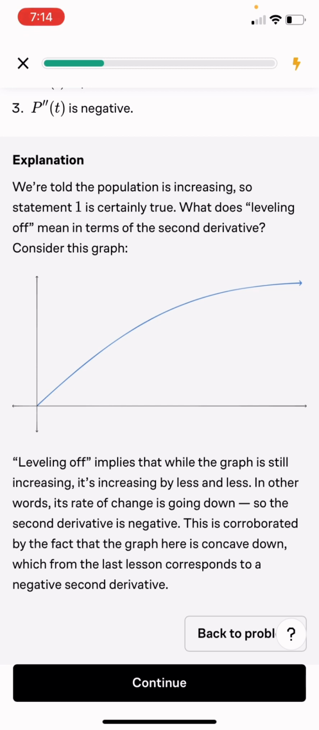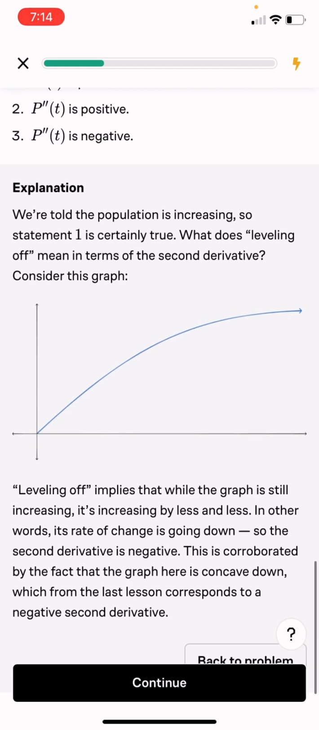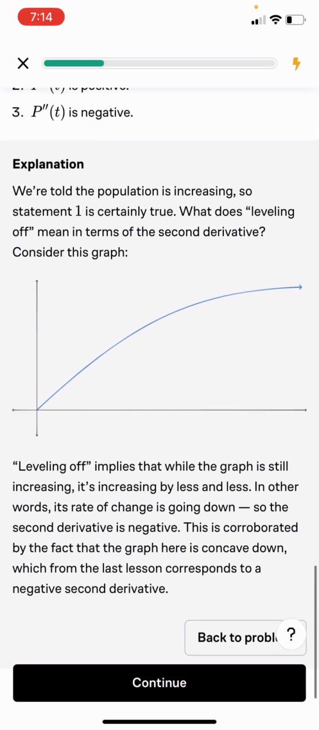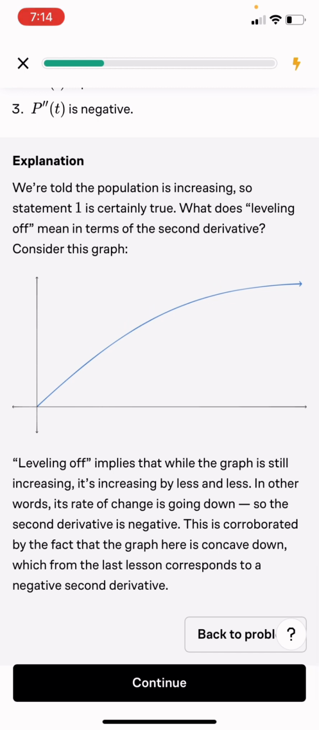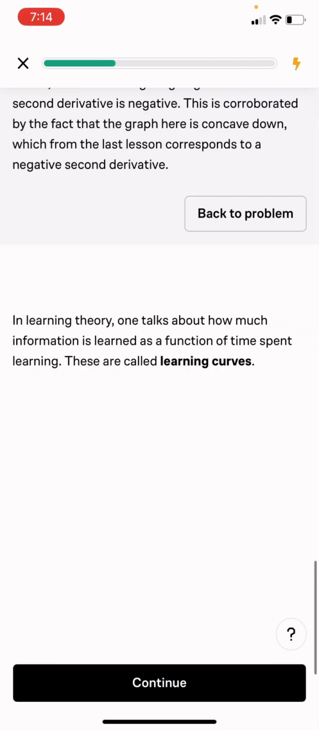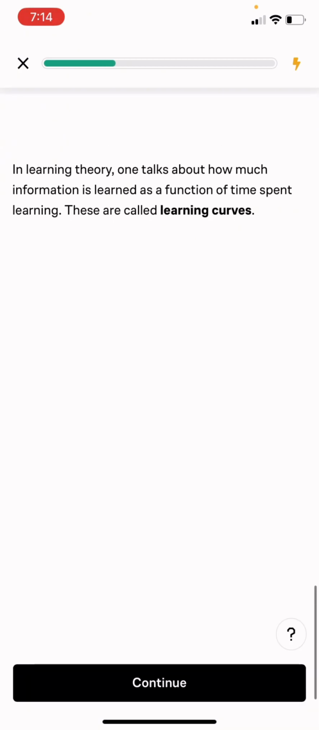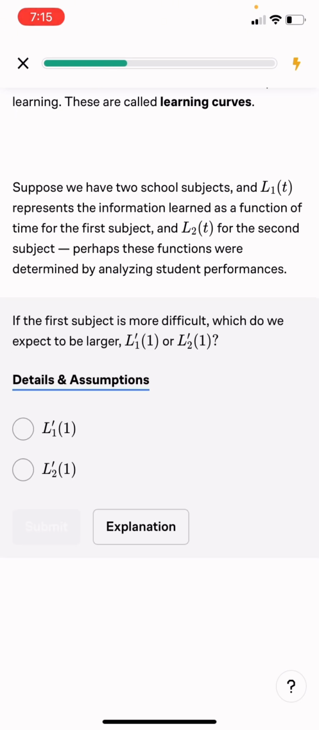In learning theory, one talks about how much information is learned as a function of time spent learning. These are called learning curves. Suppose we have two school subjects, and L1(t) represents the information learned as a function of time for the first subject, and L2(t) for the second subject. Perhaps these functions were determined by analyzing student performances. If the first subject is more difficult, which do we expect to be larger, L1' or L2'?